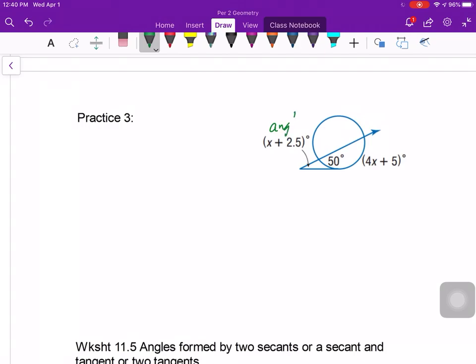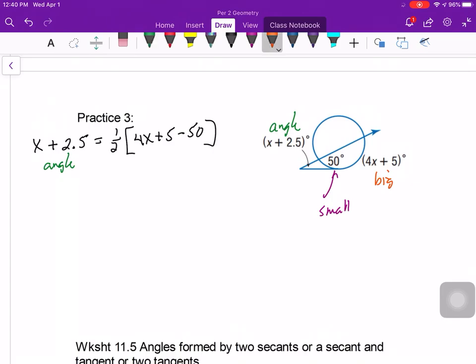The last practice one we have here. This last practice one, this is the angle. This is the big arc. And this is the small arc. So when we set it up, we'll have x plus 2.5 equals 1/2 4x plus 5 minus 50. Again, this was the angle. This was the big. And this was the small.